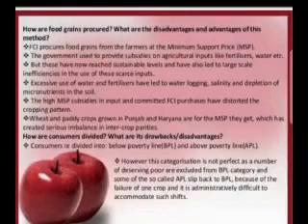How are food grains produced? What are the disadvantages and advantages of this method? FCI procures food grains from the farmers at the minimum support price (MSP). The government used to provide subsidies on agricultural inputs like fertilizers, water, etc.